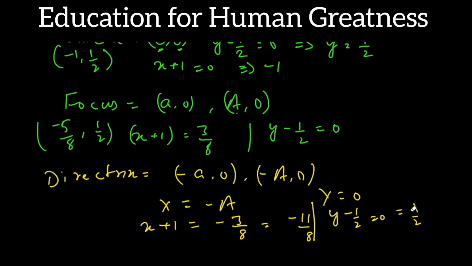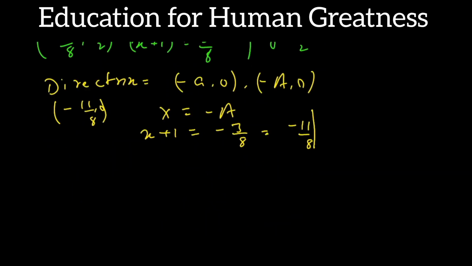So I'm going to remove this one. There is no need to write it, because there is no x coordinate, y coordinate. It's a line parallel to the y axis. So it's x = −11/8, and then next the latus rectum.